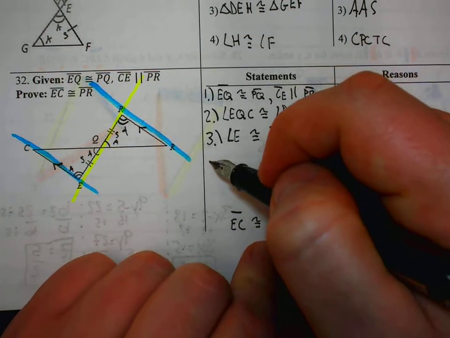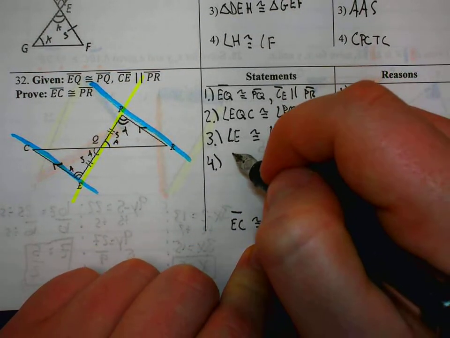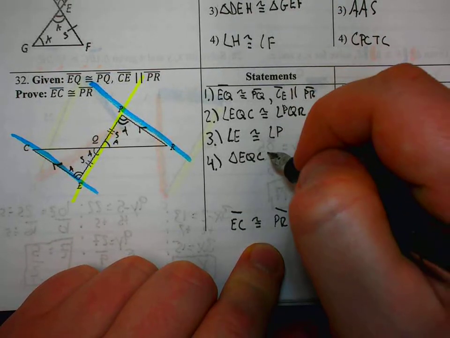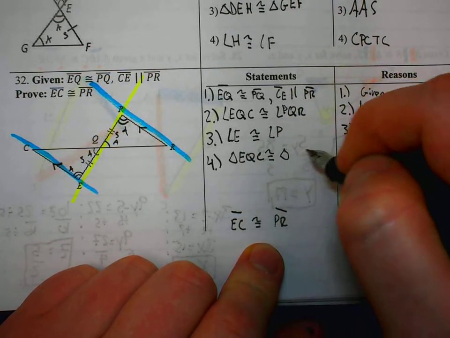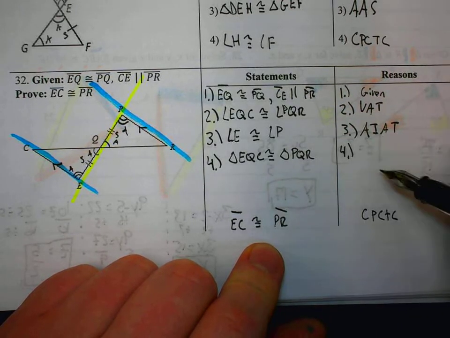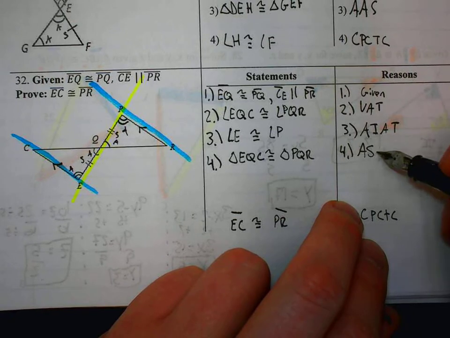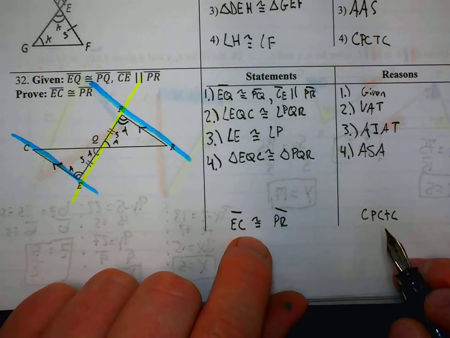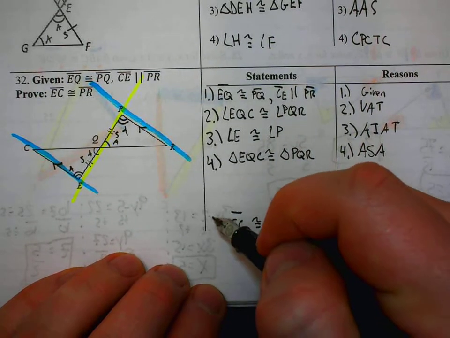So my triangle congruence, triangle EQC, I'm just taking the same order that I used up here, is congruent to triangle PQR. My reasoning, ASA. In order to use CPCTC, I had to show the triangles were congruent. I did. So that means this has to be step 5.